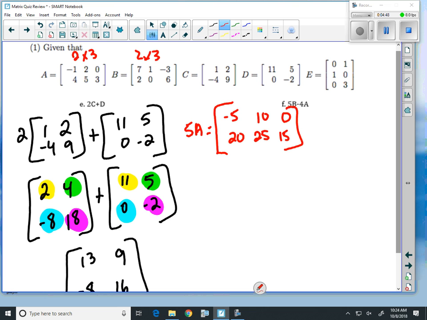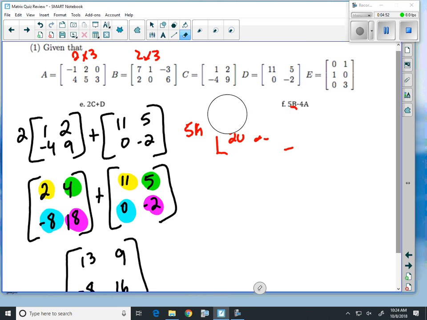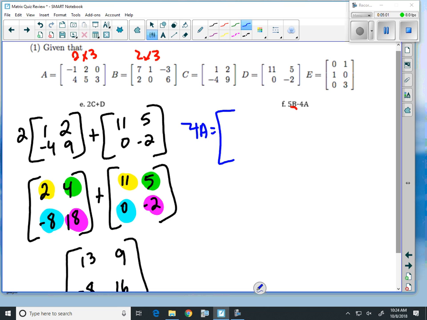And then 5b, oh, we were supposed to do 4a. Let's go back. We were supposed to do 4a. I am so sorry. So 4 times negative 1, 4 times 2, 0, 4 times 4, 4 times 5, and 4 times 3.